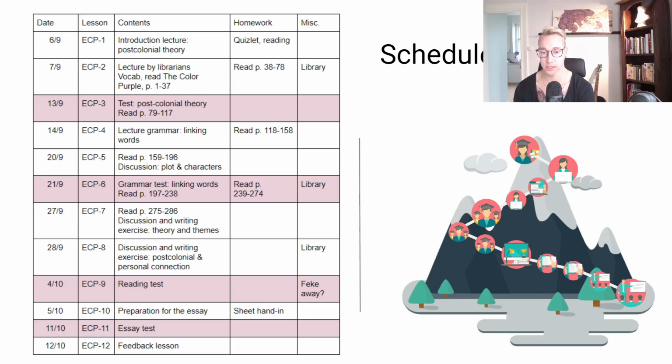During the 10th lesson, we will prepare ourselves for the essay. You will be able to hand in a cheat sheet. I will show you that in just a minute, that you will be able to use when you actually take the essay or take the essay test during ECP-11. And then the 12th lesson, we'll sit down and give each other some feedback. So that's the overall schedule.